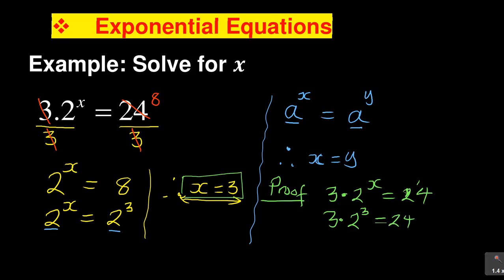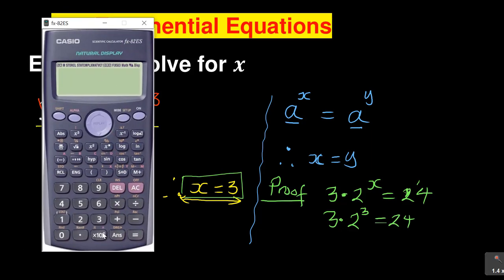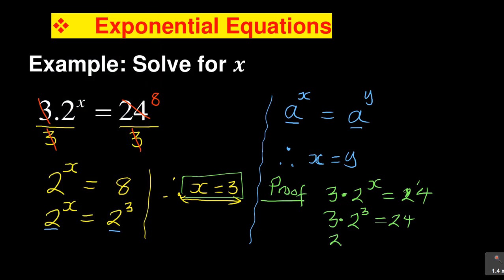So if I check with my calculator and say 3 dot, which means times, 2 to the exponent 3, this is equal to 24. You can see that. So 24 on the left hand side balances with 24 on the right hand side. Therefore, left hand side is equal to right hand side. When it's like that, it means my value for x is equal to 3.